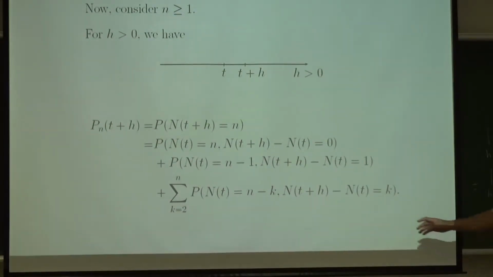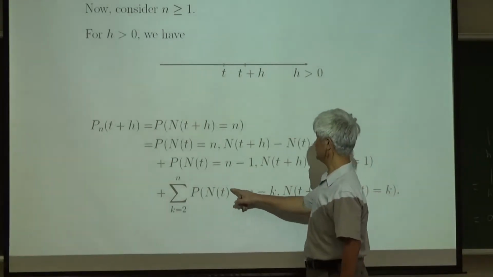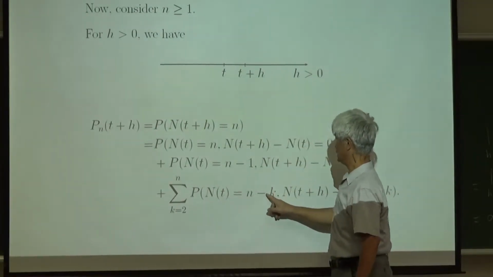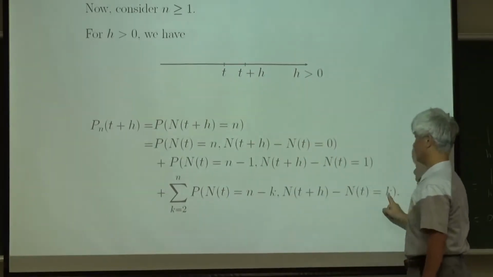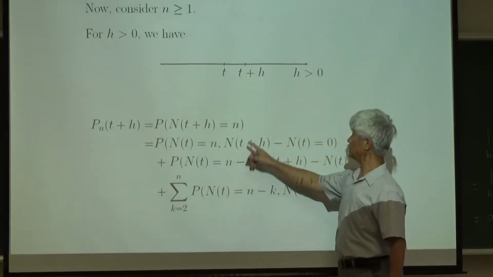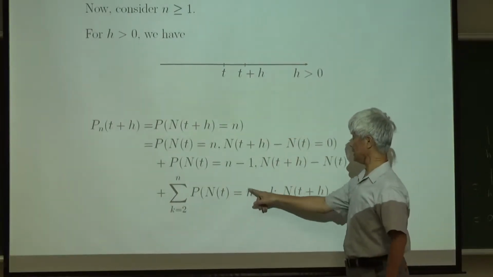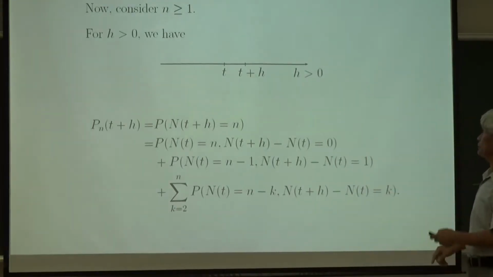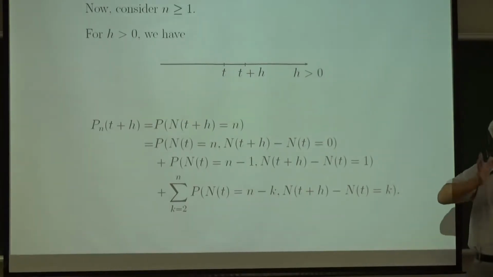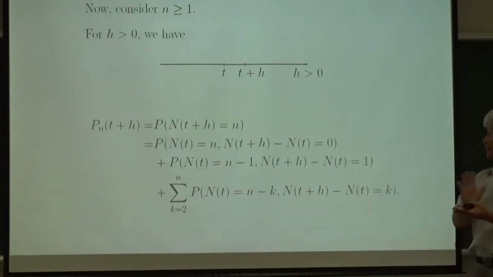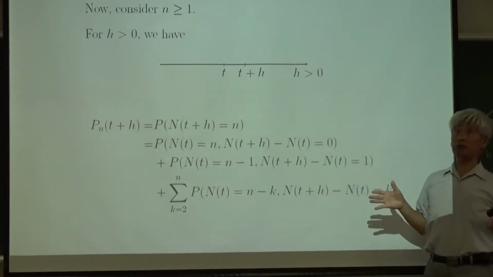So we can divide the event into several small events. From 0 to t, you have n minus 2, and the rest is in the interval from t to t plus h. In general, if between 0 and t you get n minus k arrivals, then the remaining k arrivals will be in this interval. So you partition the event into n plus 1 events, and all these small events are disjoint with each other.